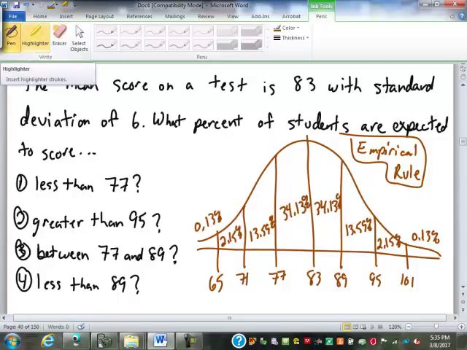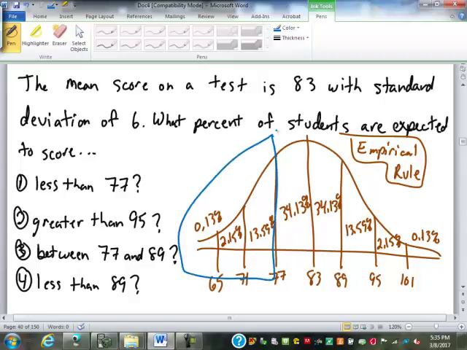So for question 1, it's asking less than 77. Here's 77. Less than would be off to this side. So we're just going to add up those percents. If we add up 0.13, 2.15, and 13.59, we should get 15.87%. So we would expect 15.87% to score less than 77.